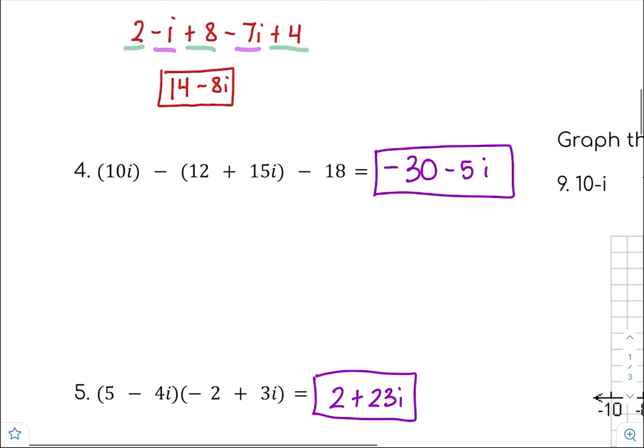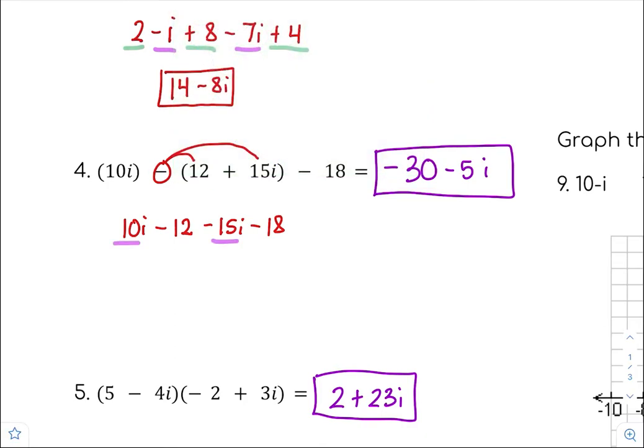Number 4. We got a negative sign, so distribute that. And then drop everything else down. 10i, negative times a positive 12 is negative 12. A negative times positive 15i is negative 15i. And then drop down the negative 18. We got reals right there, and we have our imaginaries right there, and we have reals.